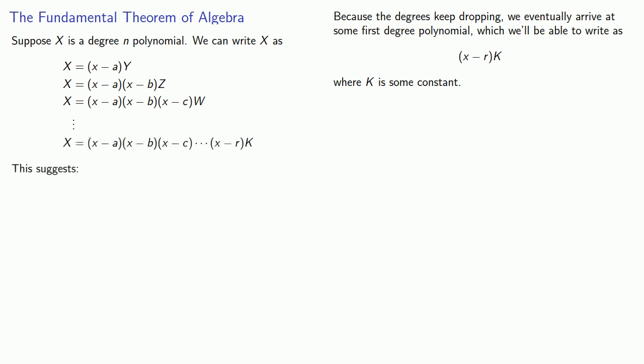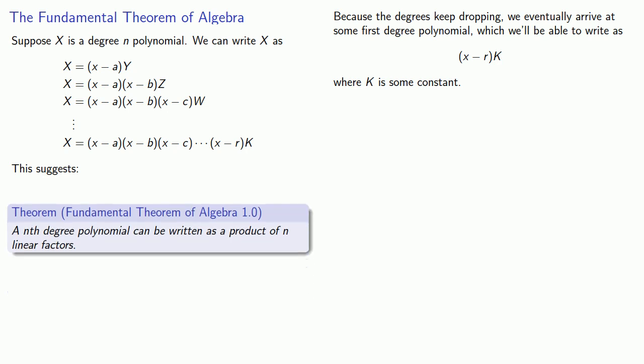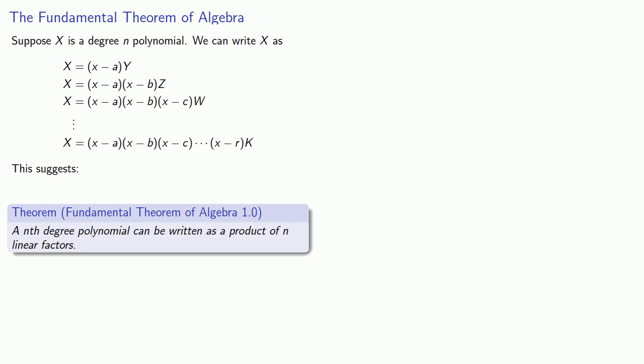And what this means is that provided we can find these roots, then an nth degree polynomial can be written as a product of n linear factors. And this is something that's known as the fundamental theorem of algebra, version 1.0. Now, we typically make a big deal about this because this is a very important result. We call it the fundamental theorem of algebra. But the true significance of this result isn't clear until you hit calculus. And actually, it's not until you hit second semester calculus.